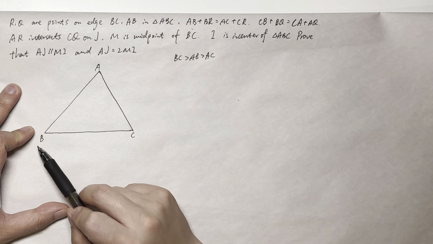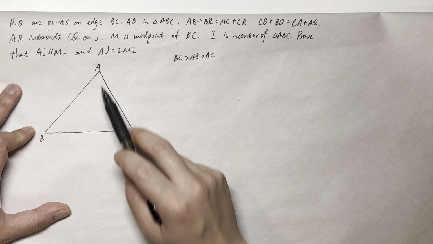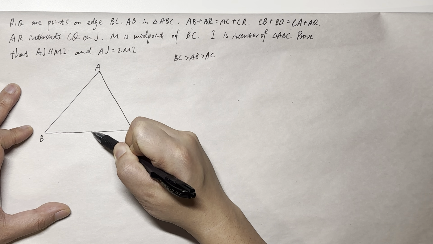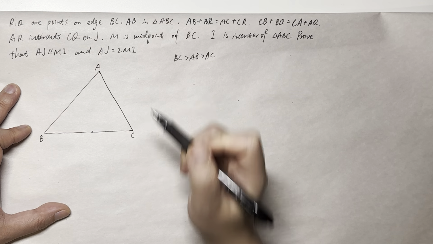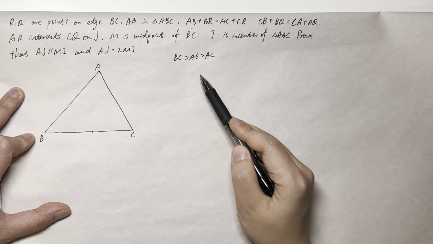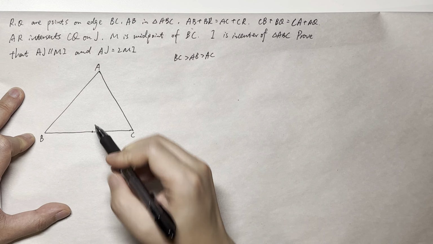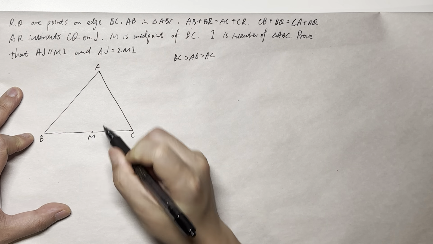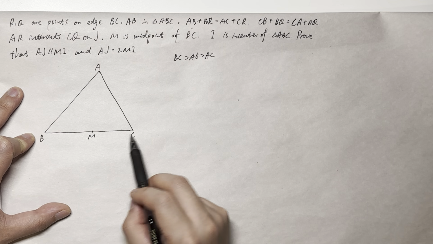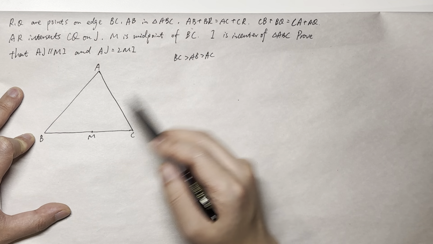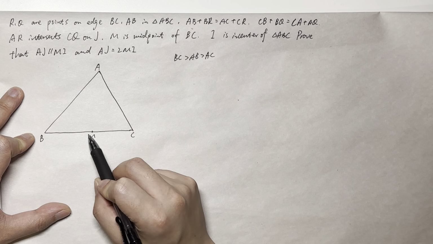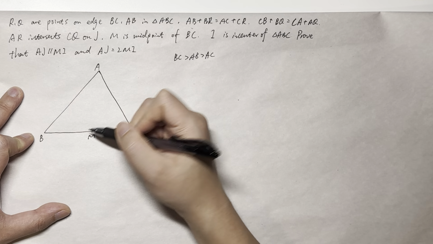So AB plus BR equals AC plus CR, which means that AB is larger than AC, right? So if this is the midpoint of BC, and we know M is the midpoint of BC, that means point R is on the left side of M, right? So let's assume that R is here.